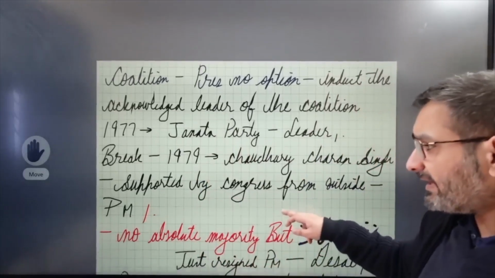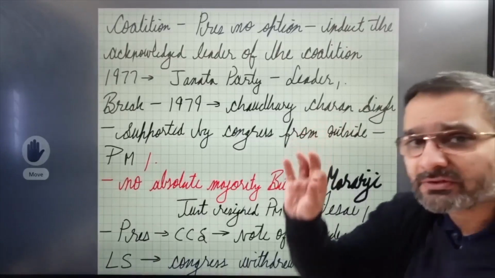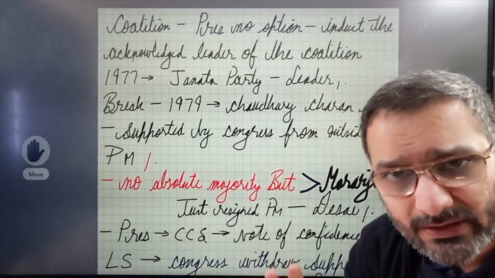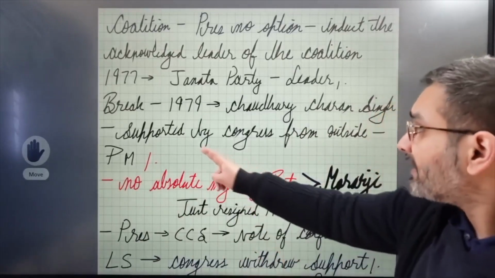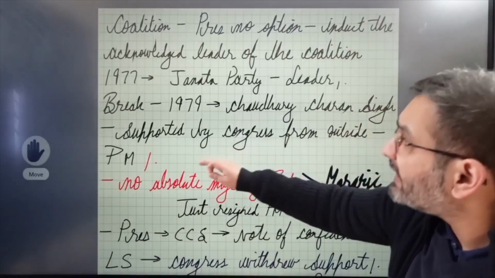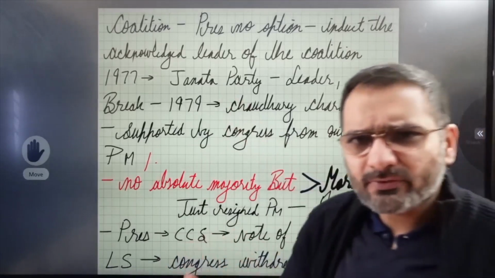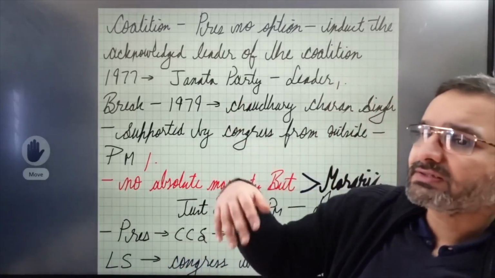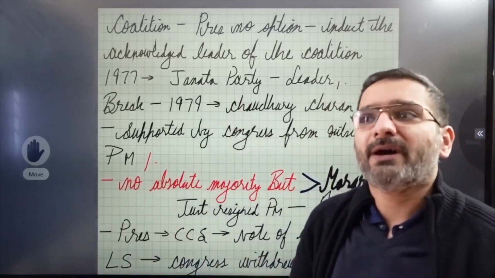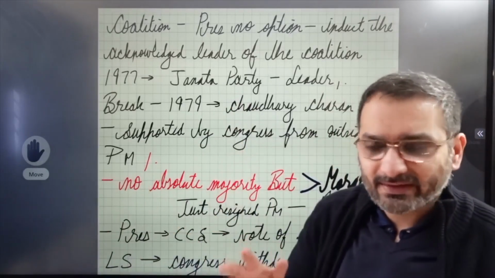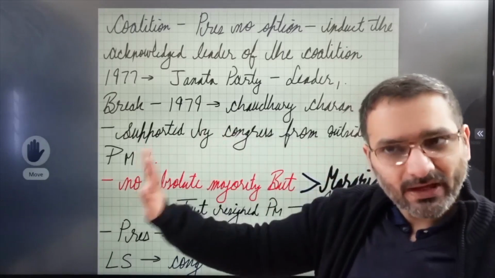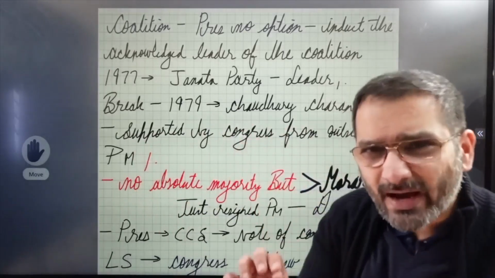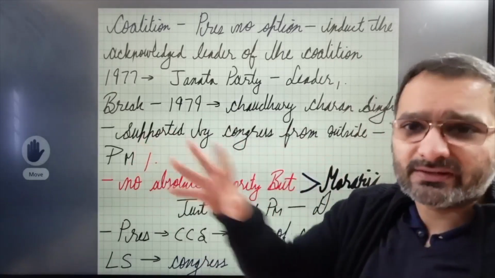So in 1979 Chaudhry Charan Singh, even though he enjoyed the minority numbers in the Lok Sabha, was supported by Congress from the outside. What do you mean by supported by the Congress from the outside? That means basically the Congress doesn't want to be a part of the Council of Ministers in his cabinet, etc. So they are supporting you from the outside. So you have the numbers. He was appointed by the PM.